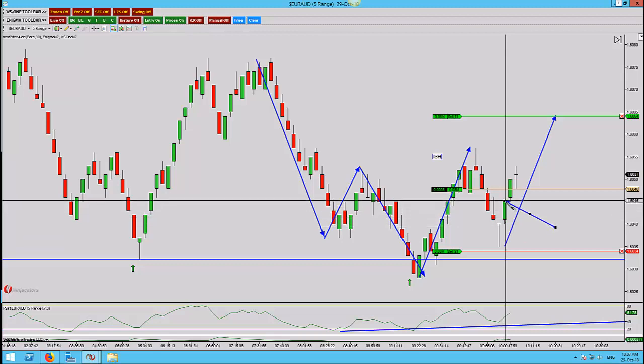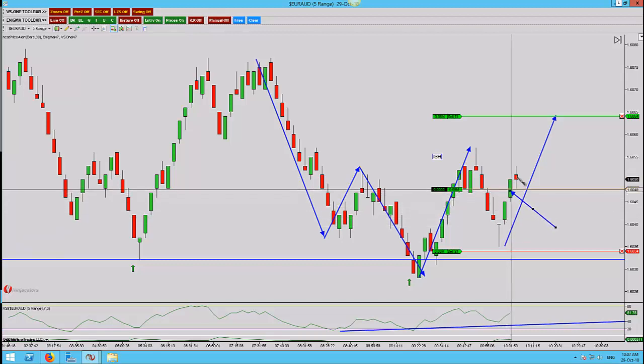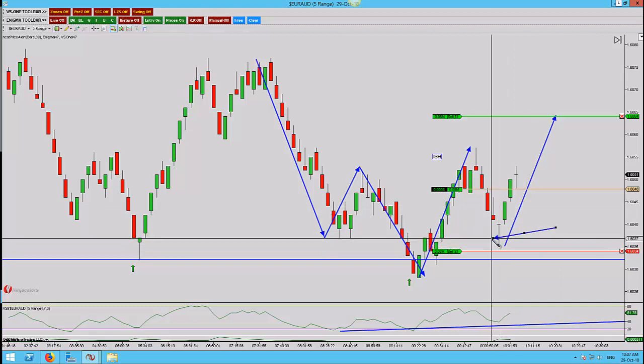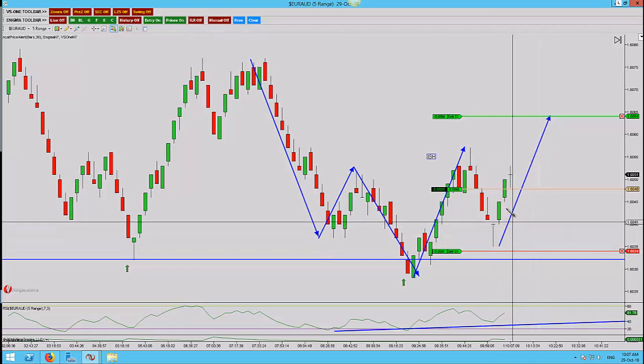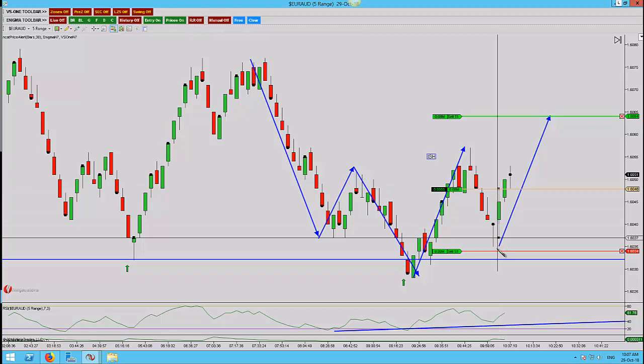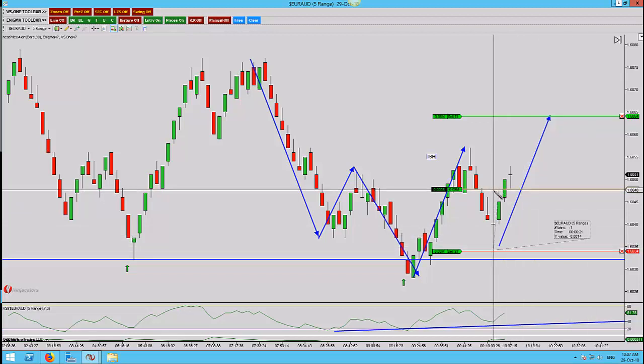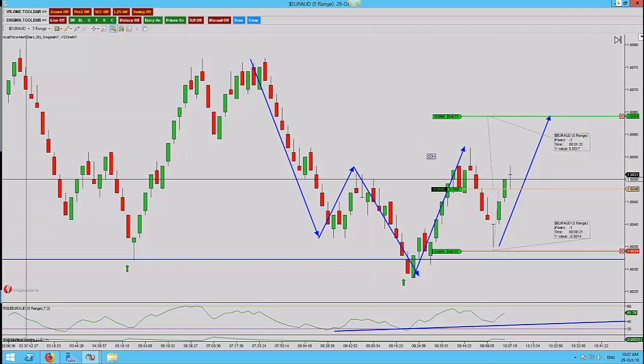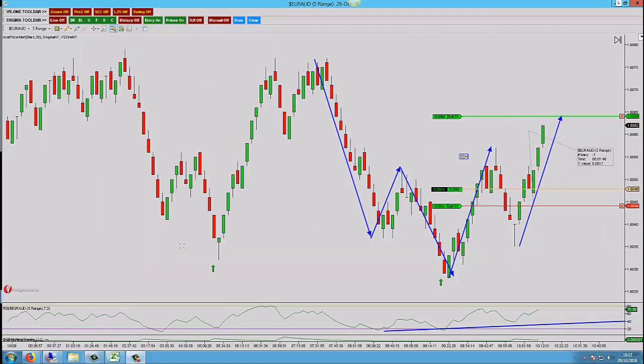Really, I would have got involved here or here, but by the time I got my entry, it was further up here. So stops just below this rejection candle here. So it does mean in this instance I am risking 14 pips for 17. And we're back. We're now within a few pips of target.